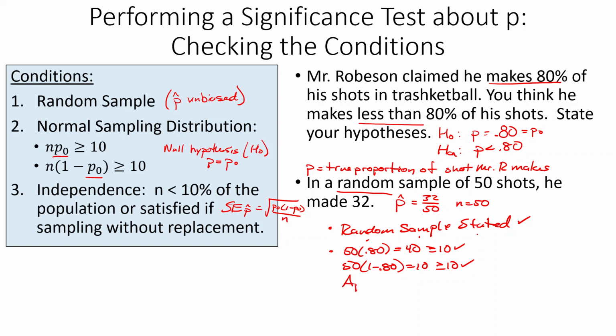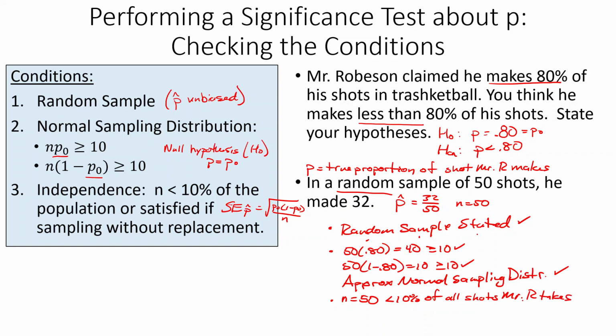So because of those two, we have an approximately normal sampling distribution. Notice I did not just write the word normal with a check mark. I wrote four words, and they are approximately normal sampling distribution. I abbreviated two of them, but I still wrote them. And finally, our sample size n equal to 50 is surely less than 10% of all shots Mr. Robeson takes. As long as I could take more than 500 shots in my lifetime, then we do have independence met.